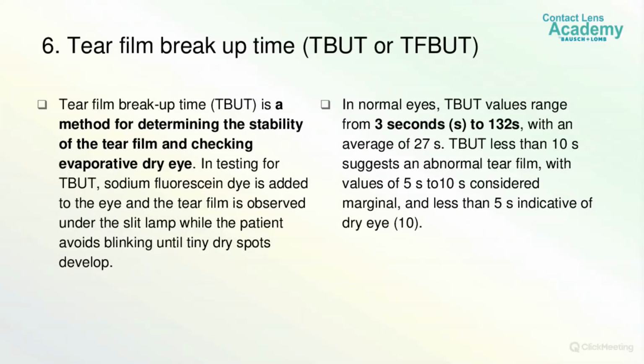In normal eyes, TBUT values range from 3 seconds to the maximum 132 seconds, with an average of 27 seconds. So if you see a result of more than 20, you can consider that your patient has a normal ocular surface. In the opposite case, a TBUT of less than 10 seconds suggests an abnormal tear film, with values of 5 to 10 seconds considered marginal, and less than 5 indicative of dry eye.